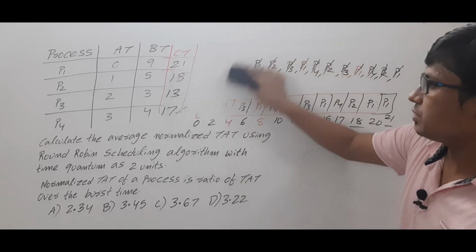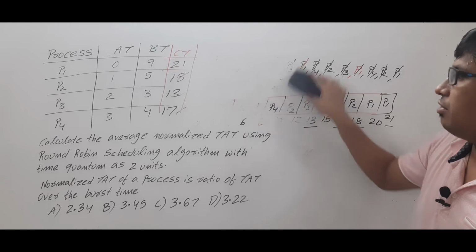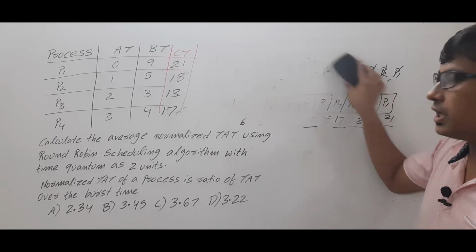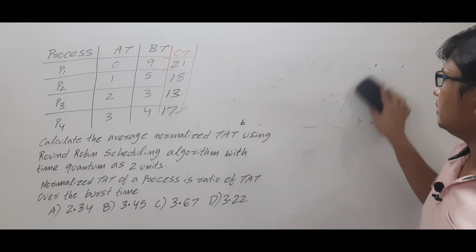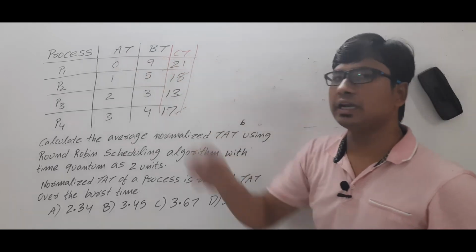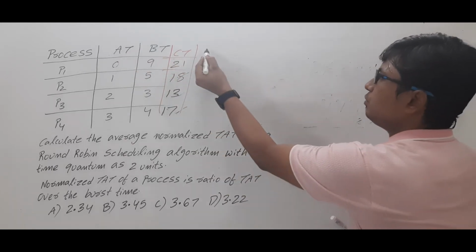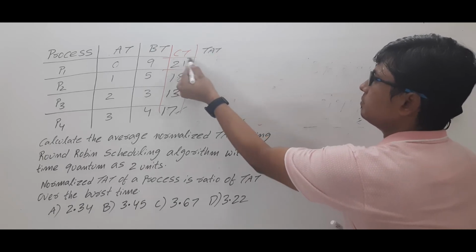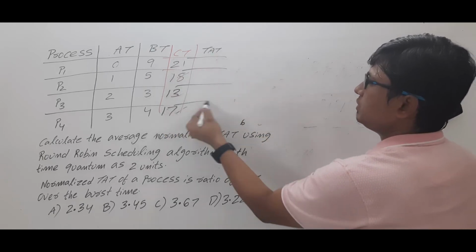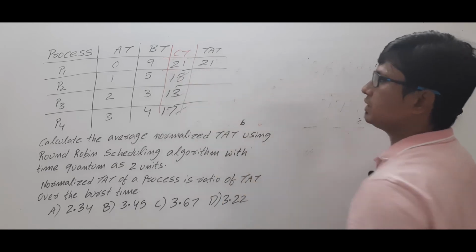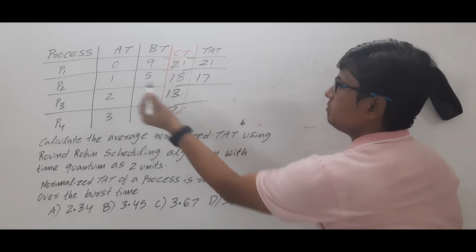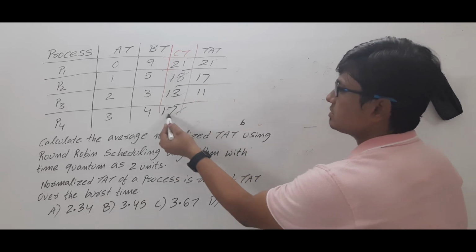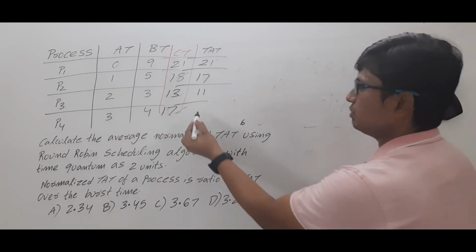Now we can compute the turnaround time of each process. Turnaround time is completion time minus arrival time. We have the completion time and arrival time of each process. Now we can compute the turnaround time, which will be 21 minus 0 is 21, 18 minus 1 is 17, 13 minus 2 is 11, 17 minus 3 is 14.